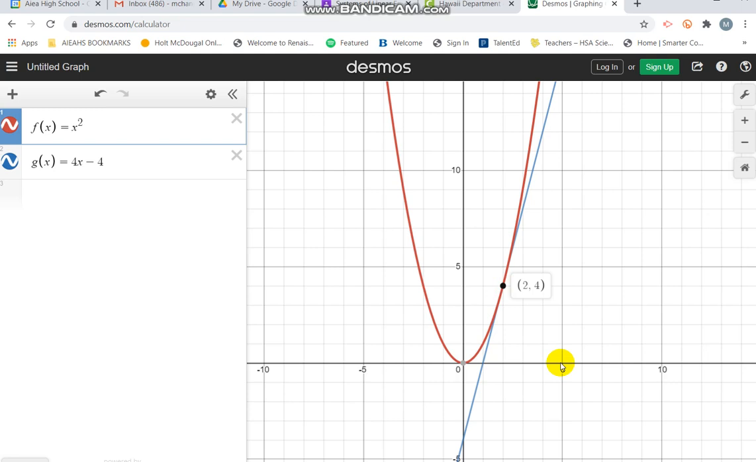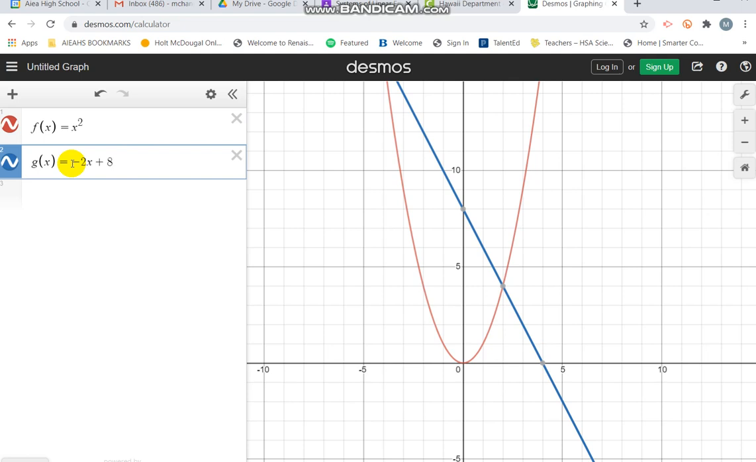Okay. Let's say we were to change this up a bit now. So let's say I were to change this. Instead of 4x minus 4, let's say I gave you something like negative 2x plus 8.